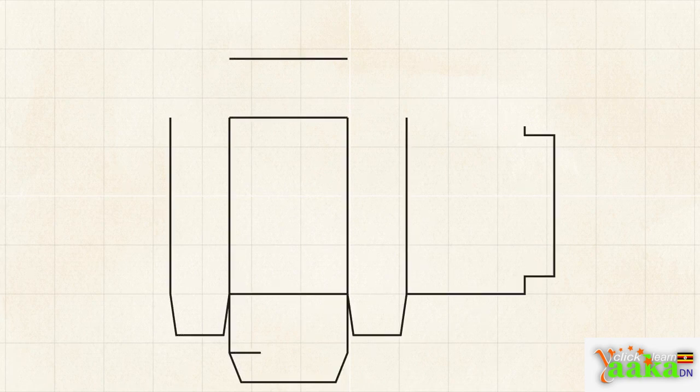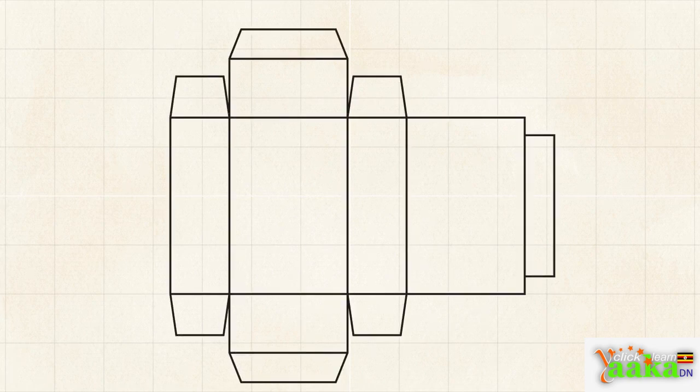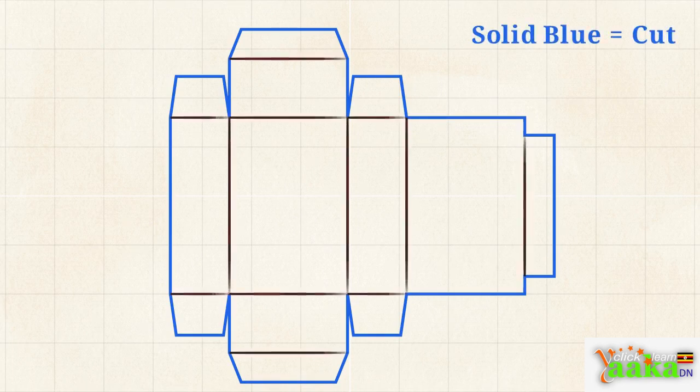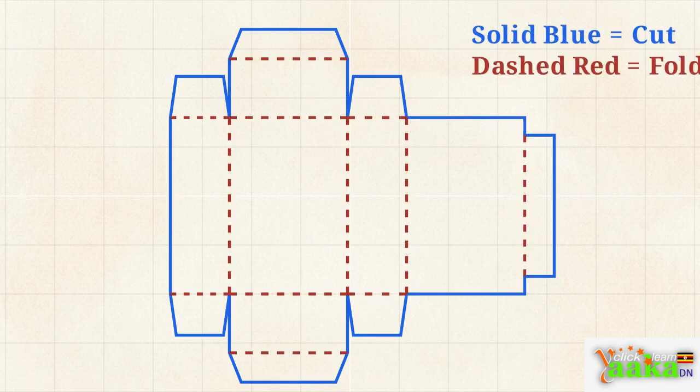Now we translate those 3D measurements back onto a flat 2D plane. We map out the sequence of faces, tabs, and flaps on grid paper to form the full expanded layout. We use specific line types to show how to process the sheet. Solid blue lines along the outer perimeter mean cut here. Dashed red lines on the interior mean fold here.